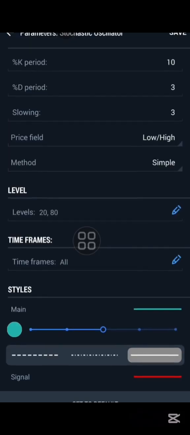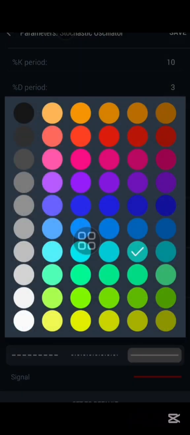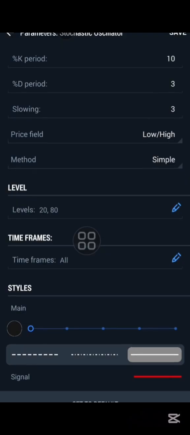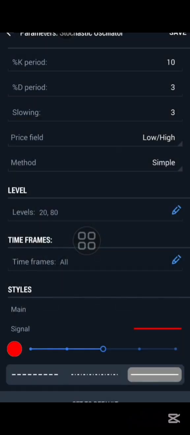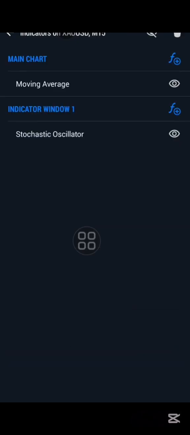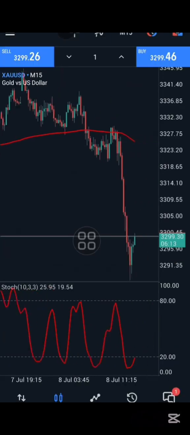Then on the styles, we're going to make a little bit of changes. We are more interested in seeing the signal line. So what we'll do is this: the main line, we're going to change the color and give it the color of our background. Then we're going to go on the signal. On the signal, we're going to make use of the color red and we'll make it a little bit visible. Then if you are done, your chart should look like this.